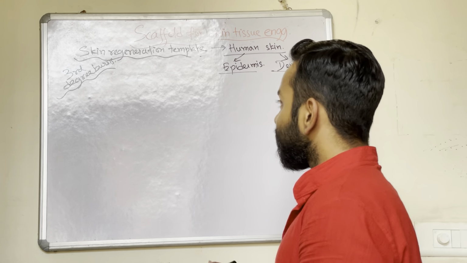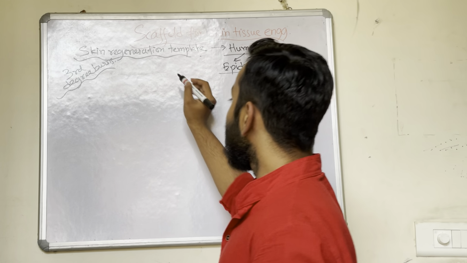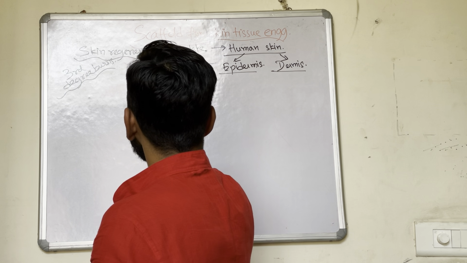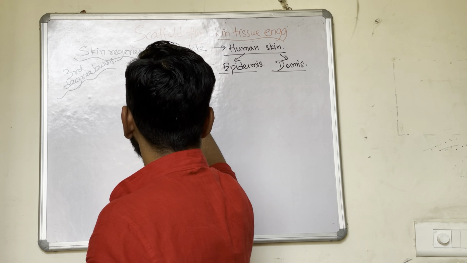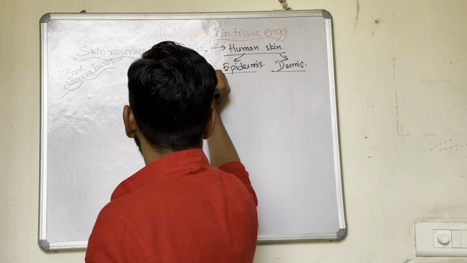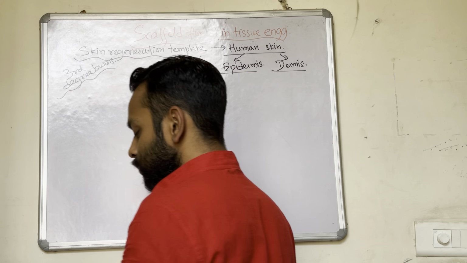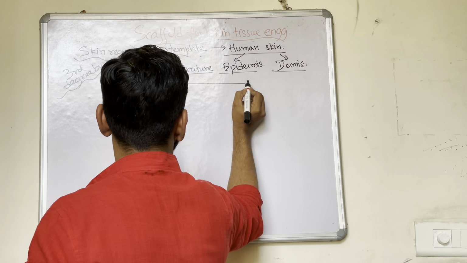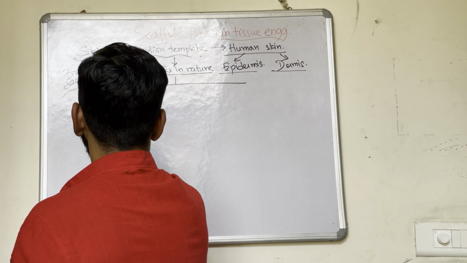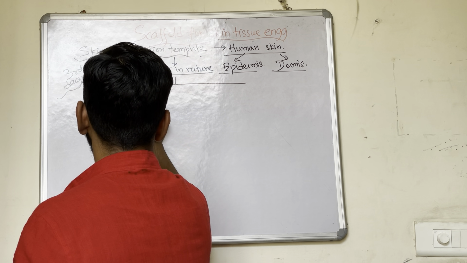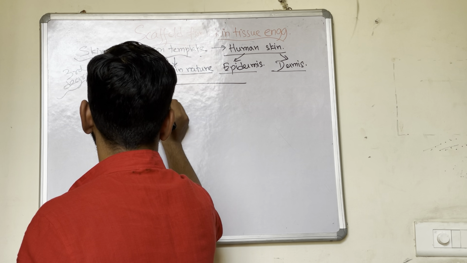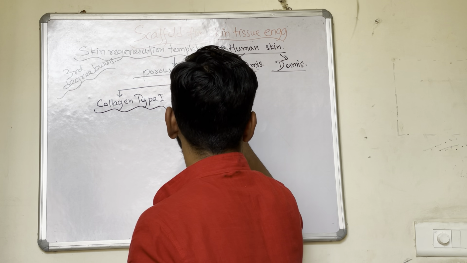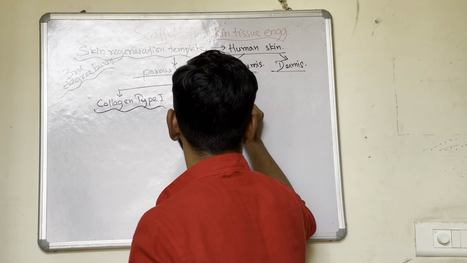In order to treat patients with third degree burns, a skin regeneration template is used which is porous in nature and constructed using two different types of polymers. One is collagen type 1 and the other is chondroitin 6 sulfate.